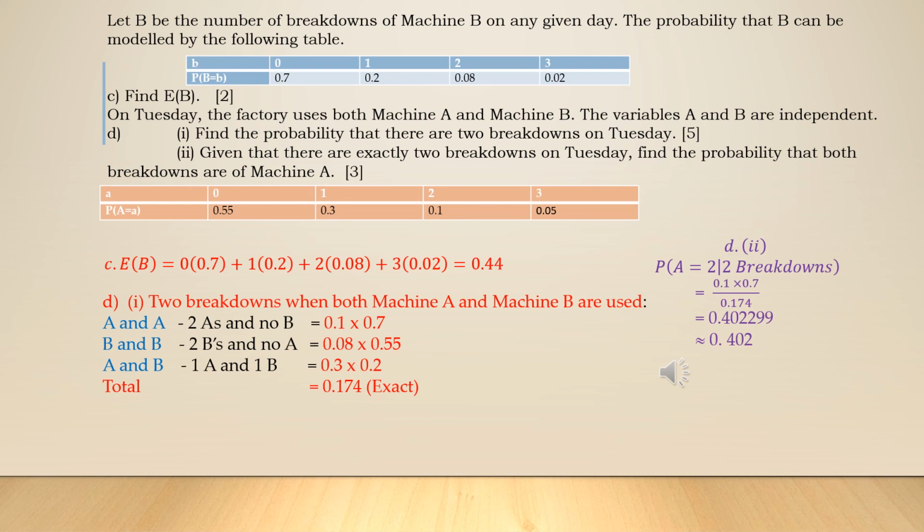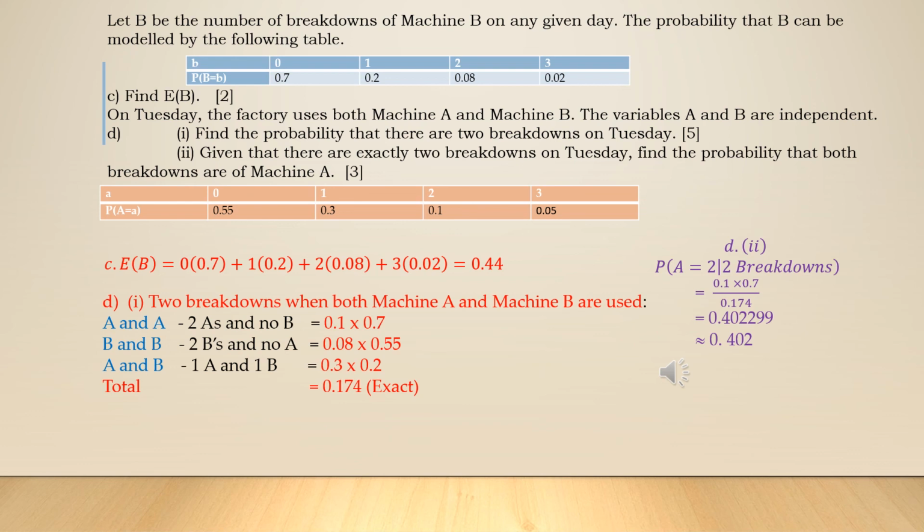So this means A and A or B and B or A and B. So that means we're going to add all the probabilities. So the sum or the total of all these probabilities is equal to 0.174.